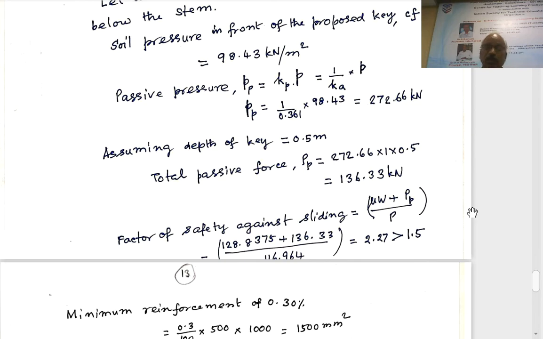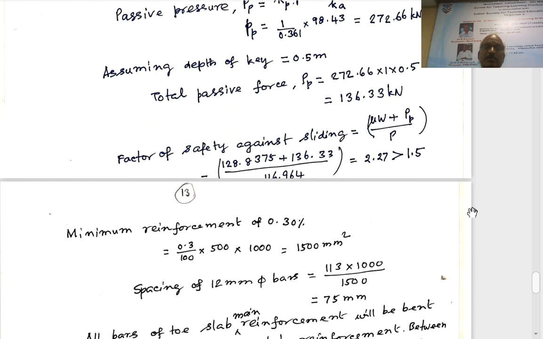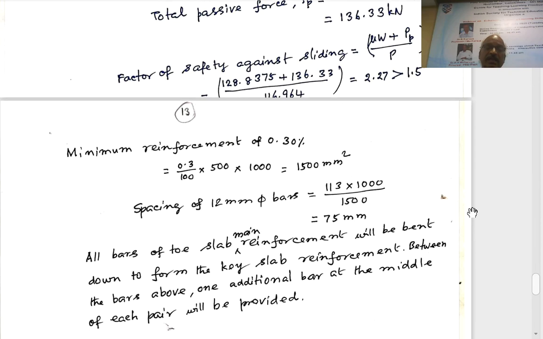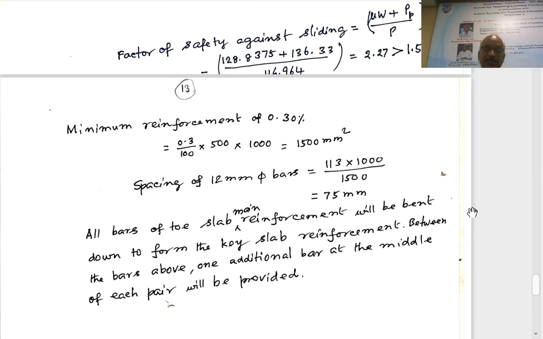The factor of safety required is only 1.5. That is why I told you we can go for a depth of 0.3 meter. That is more than enough, right? And we have to provide some minimum reinforcement. Minimum thickness and minimum reinforcement is 0.3 for the foundation. And since we are using Tor steel, we can go for 0.24, so that we can provide the reinforcement as discussed.